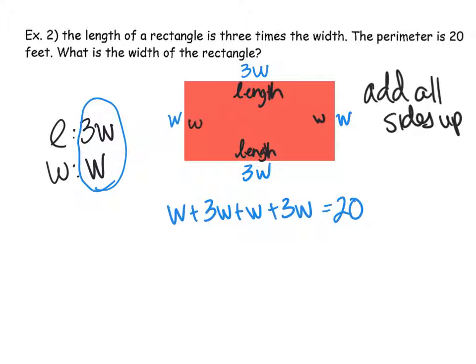So, how many W's do I have in this? I got 1, a 3, a 1, and a 3. 8 W's. Well, that doesn't go in evenly. That's okay. Divide by 8. 8W equals 20. Divide by 8. I need to reduce 20 over 8.